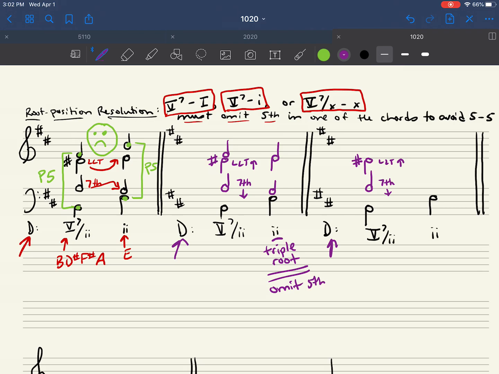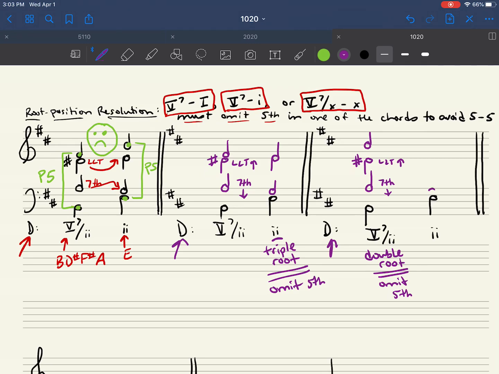But instead of putting the F sharp, the fifth of the chord, in the soprano, I'm going to double the B. So now I've doubled the root in my 5/7 of 2, and I've omitted the fifth.